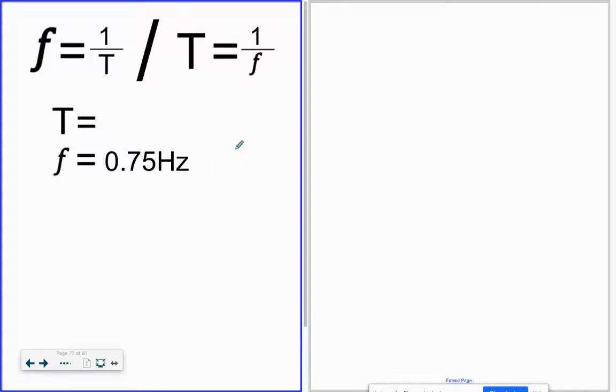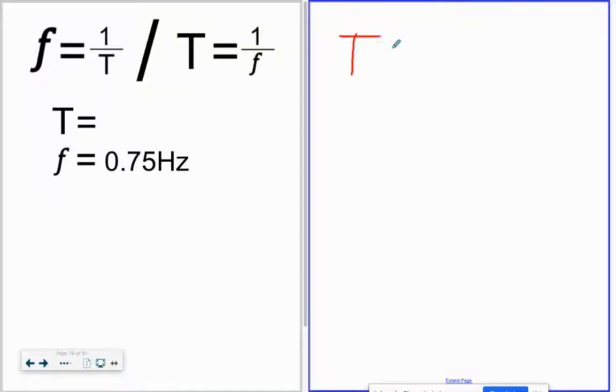Now I'm given a different situation where I am already given the amount of Hertz for frequency, but I am not given the number for the period. So in this case, I would prefer to use this formula because I'm trying to determine the period. I already know the frequency. So if we rewrite this, T equals 1 divided by 0.75, then we can figure out that T would equal 1.33. In this case, since it is the period, we write seconds because the period is an amount of time.